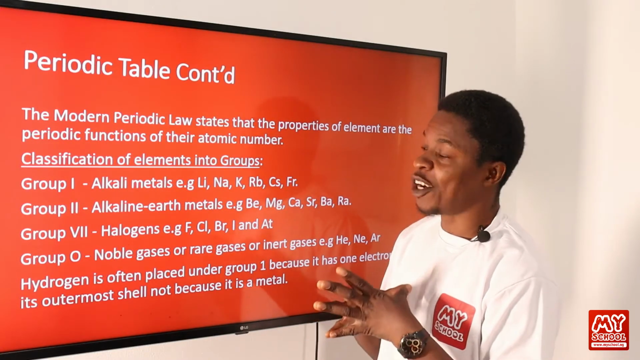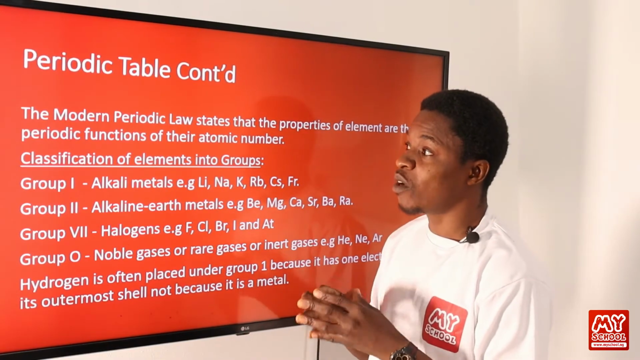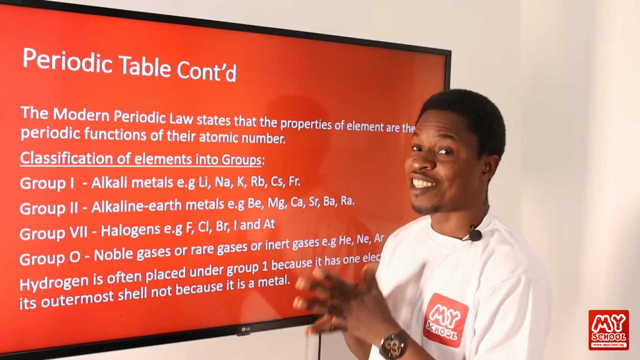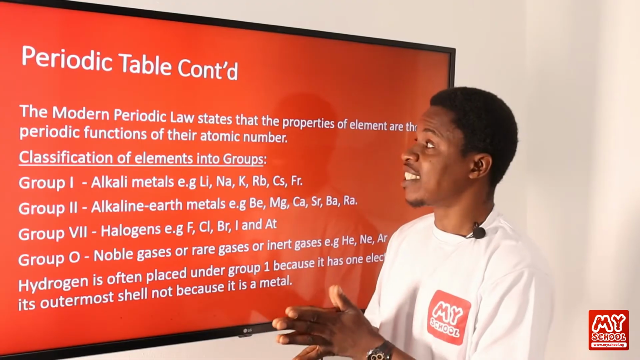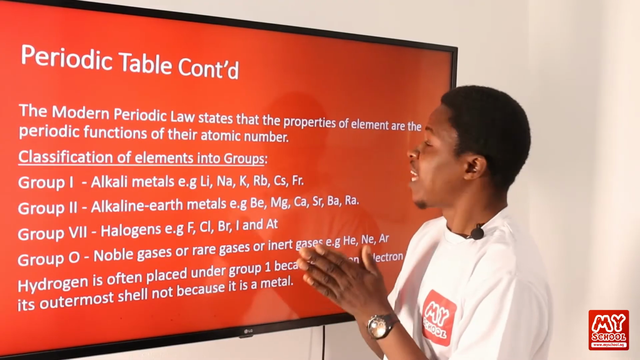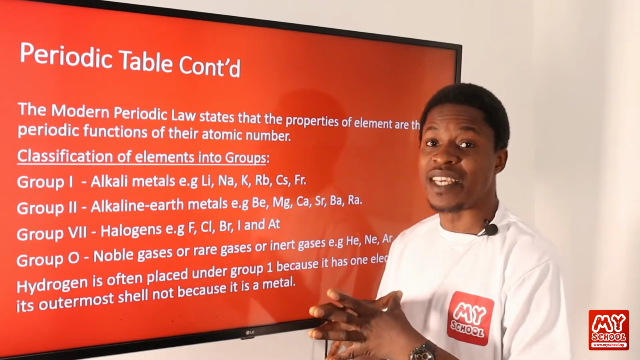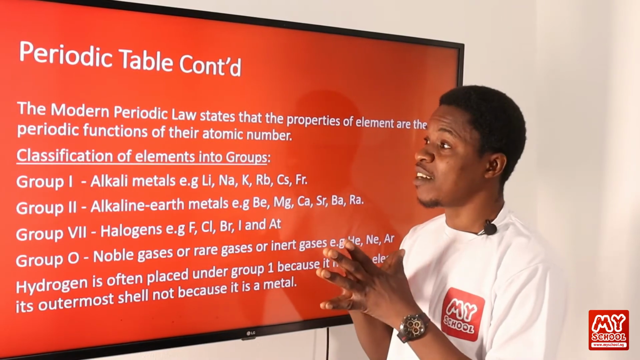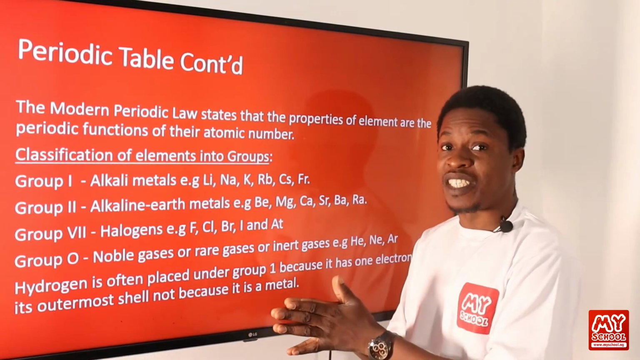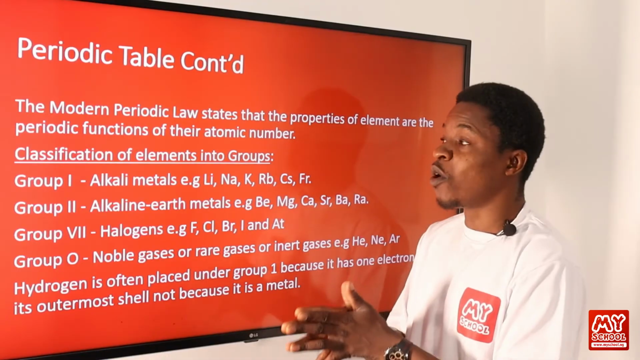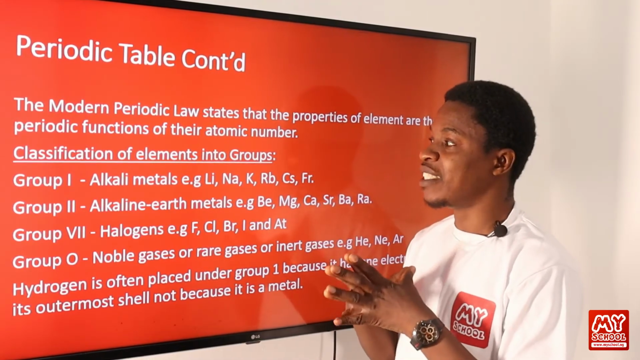The modern periodic law states that the properties of elements are the periodic functions of their atomic numbers. That is what it states. Which means the way elements are placed in the periodic table is a result of their atomic number.